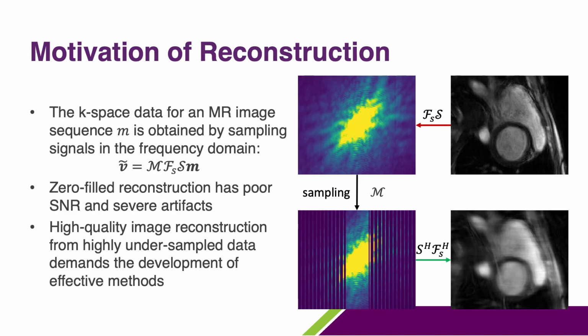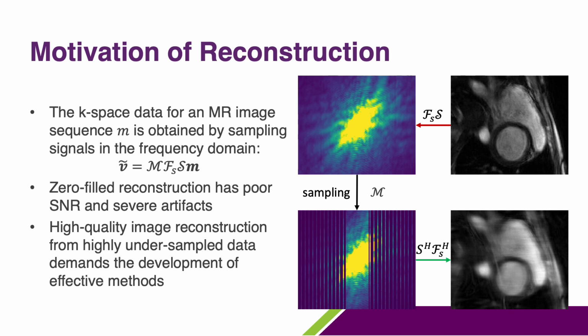The data acquisition involves sampling signals in the frequency domain. This process can be expressed as the equation here, where the image undergoes coil sensitivity map projection, followed by spatial Fourier transform, and finally the sampling pattern. This process is also shown in the figures on the right.